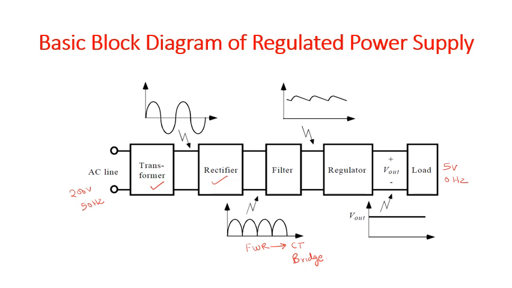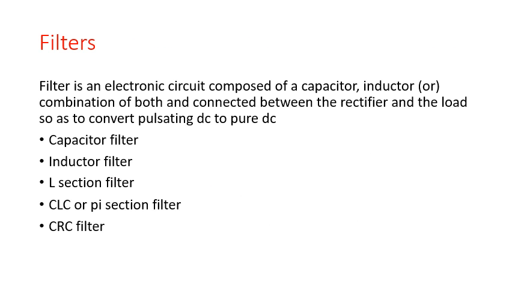Either way, this is the output that you get, and now what we are going to talk about is a filter. A filter is an electronic component that is composed of either capacitors, inductors, or a combination of both of these reactive elements, and is placed after the rectifier and before the load so as to convert your signal that looks something like this into a signal that is closer to your DC signal.